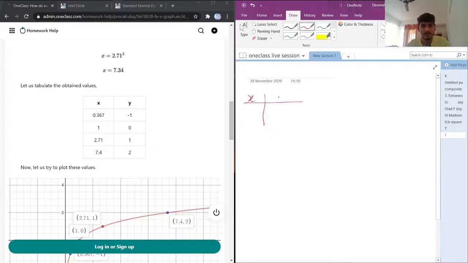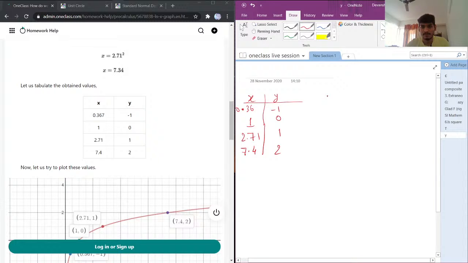So here we have x, here we have y. For 0.36 we have -1, for 1 we have 0, then we have 2.71 for 1. Then for 7.4 we have 2. Now we'll draw. I'll just write a 0 here, otherwise it is looking like a minus. As we can see, there is no negative value for x in ln of x because log of a negative value doesn't exist. It gives a mathematical error.